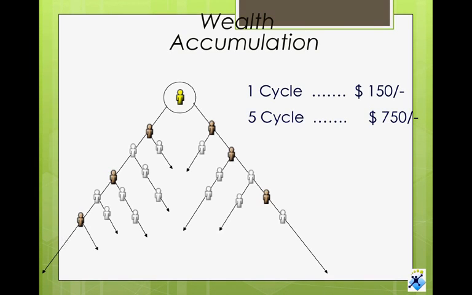Now your team will grow, number of people in your team will increase. So there will come a time that you're making 5 cycles in a week. Now what is 5 cycles in a week? 5 cycles makes an income of $750. That's very wonderful income. And that again, I'm saying can happen in a week as well, right?